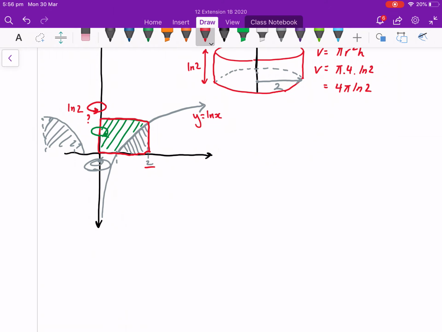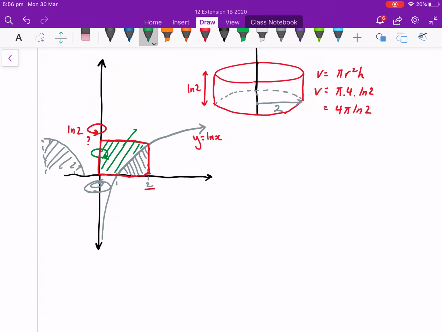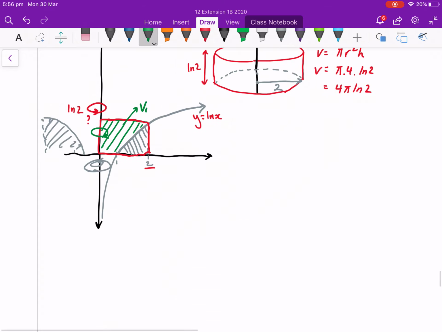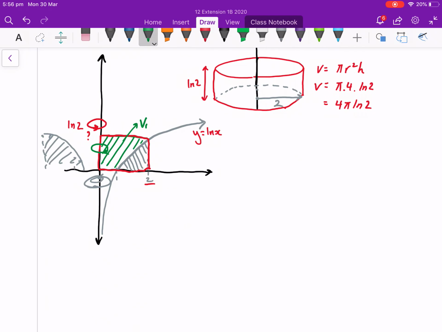Now we need to work out the volume of the green section that's being rotated around. So we'll call this V1 for volume. Now, to get the volume, we need to know the equation of the curve in terms of y. So just to recap, volume around the y-axis, volume equals pi times the integral between a and b of x squared dy.